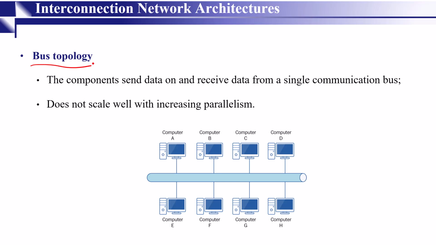The first one is the bus topology. Bus topology uses one shared communication line, as you can see in this image, like a highway all computers tap into. Data flows to and from this bus, connecting processors and disks. It's simple and cheap, perfect for a small setup. But as parallelism grows, say adding more processors, the bus gets congested. Bandwidth limits make it impractical for large-scale parallel systems.